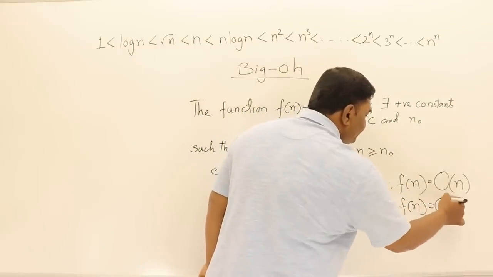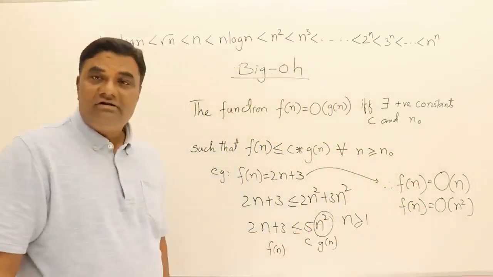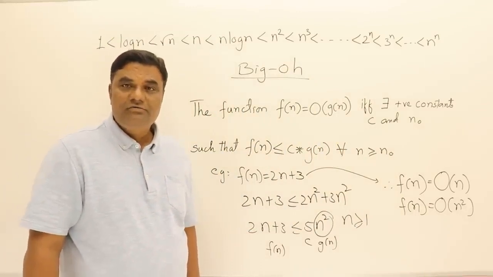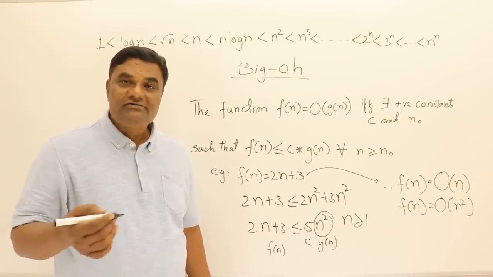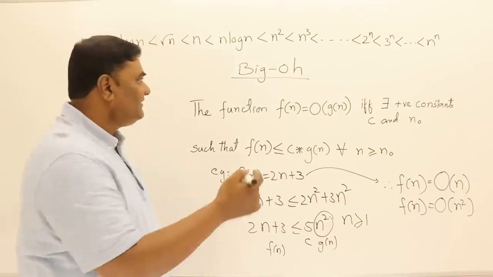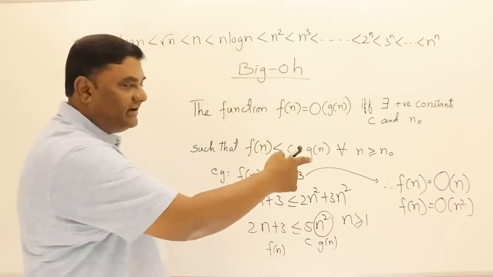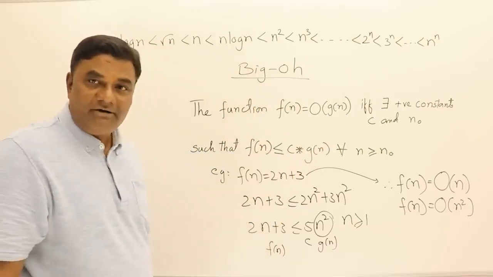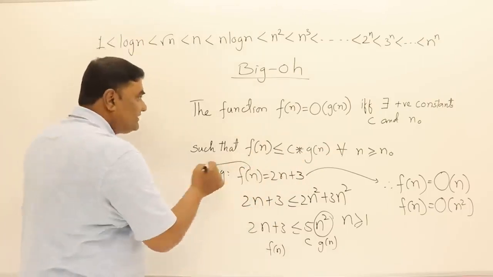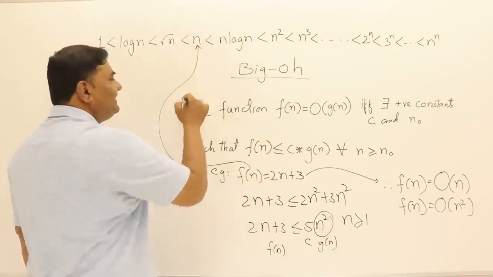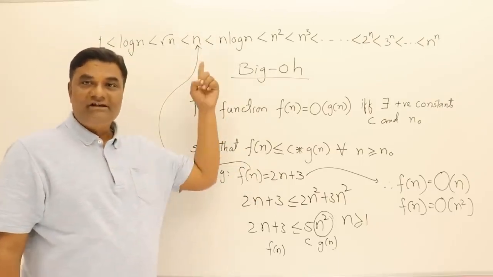So can I say that this same function is big O of n square? Yes, this is also true. As we are writing an upper bound, that is big O, both n and n square become upper bound of that function. This f of n actually belongs to this class, it belongs to this type of function.